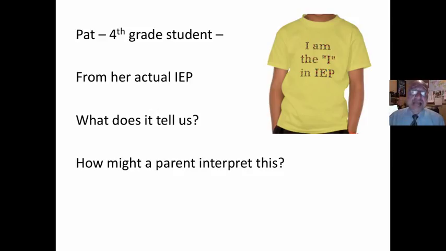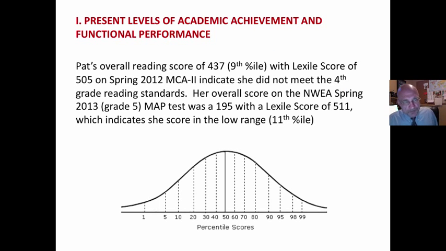All right, this is an actual student, Pat, a 4th grade student, from her actual IEP. As you read the first part of it, ask yourself, what does this tell us? How might a parent interpret this information? First part of an IEP, present level of academic achievement and functional performance.